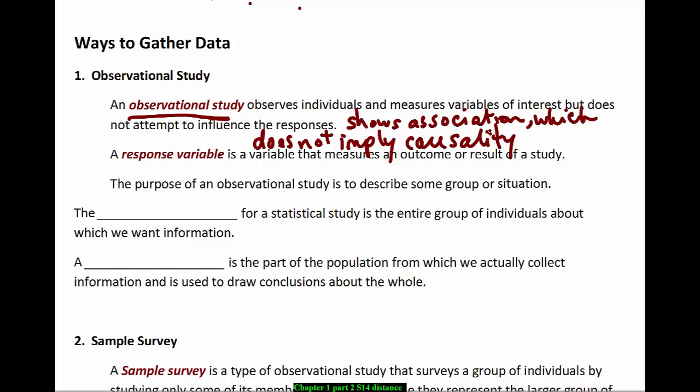So the purpose of an observational study is to describe some group or situation, which we've already discussed, meaning we're literally just showing an association. We're describing what's already happening.